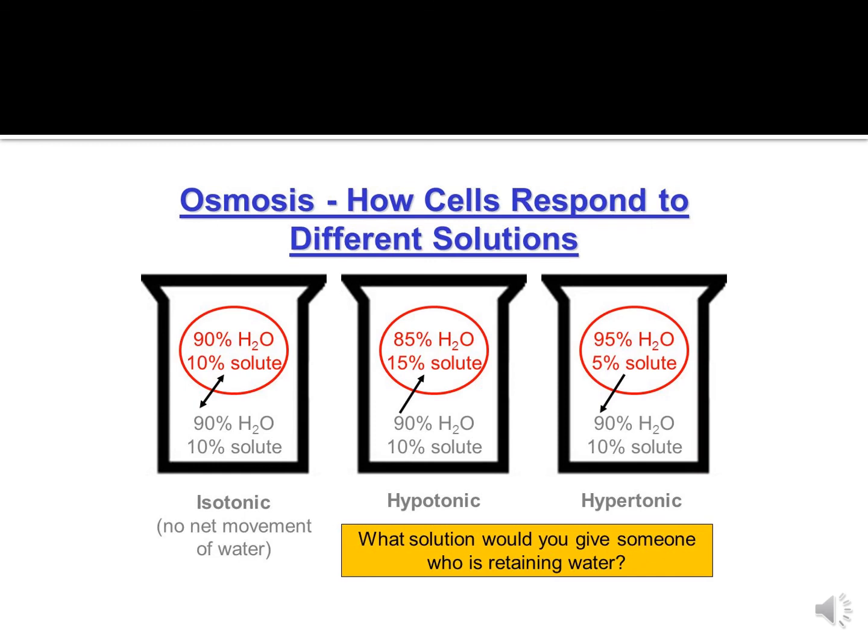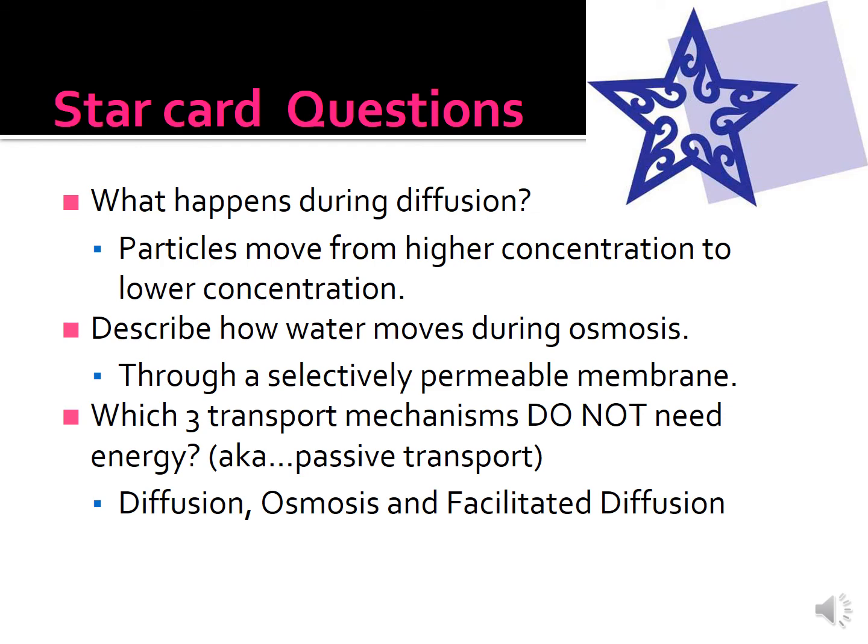Please make sure you pause the screen and watch it and look at this because you will be tested on this. And just a quick review. What happens during diffusion? Well, everything goes from high to low. High to low. So remember the mountain, right? You're on top of the mountain with the bike. It don't take energy for you to go down there.